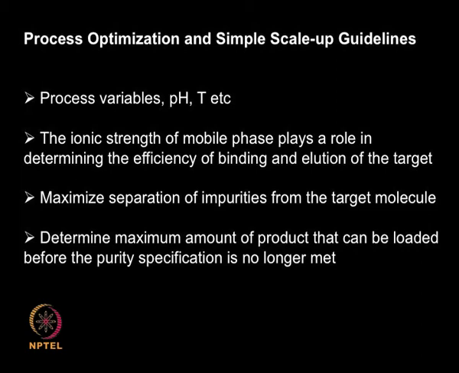The ionic strength of the mobile phase plays a role in determining the efficiency of binding and elution. We also want to separate the impurities from the target molecule, so the impurities should be far away from the target molecule. And you need to find out what the maximum amount of product is that can be loaded before the purity specification is no longer met. Then we may have to resort to regeneration of the column.